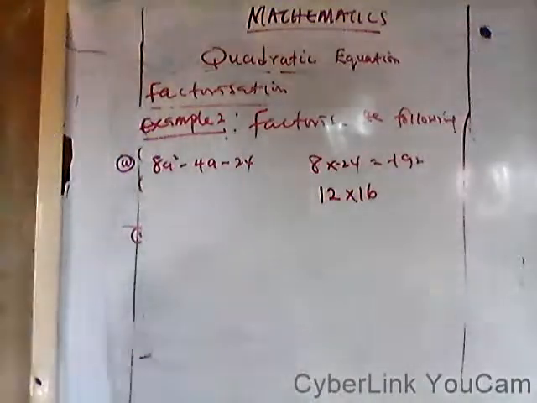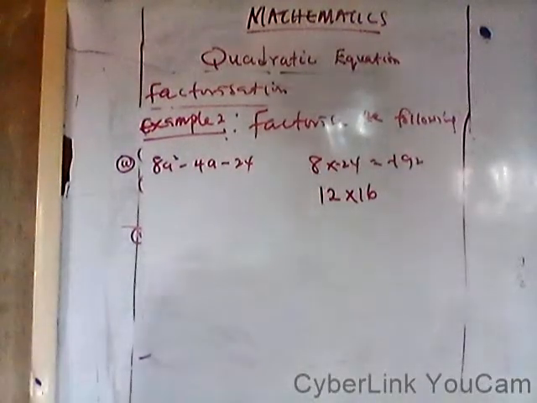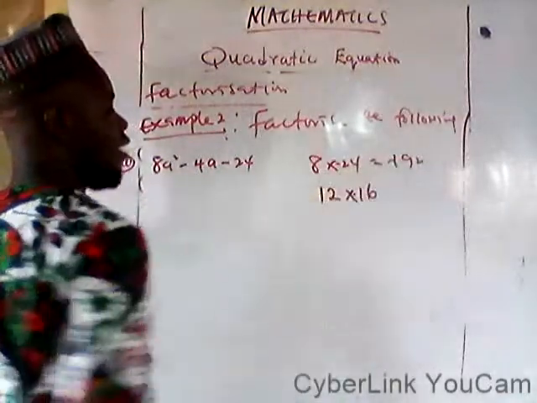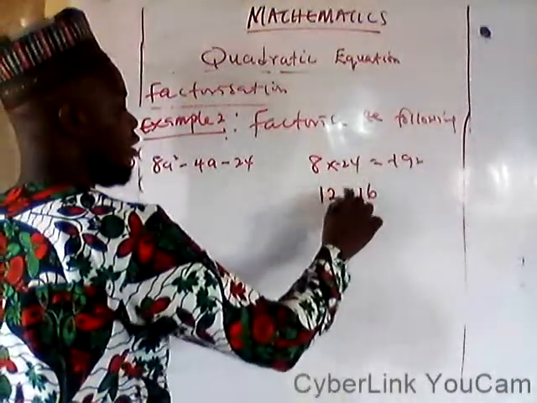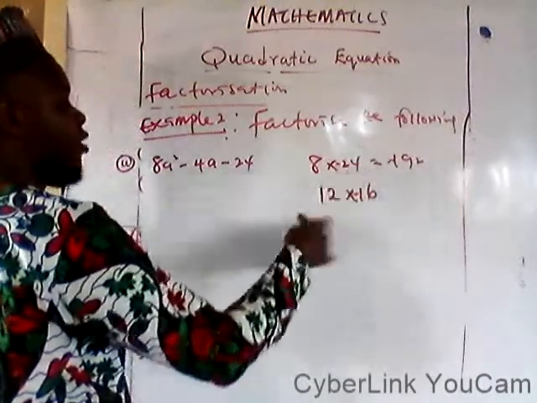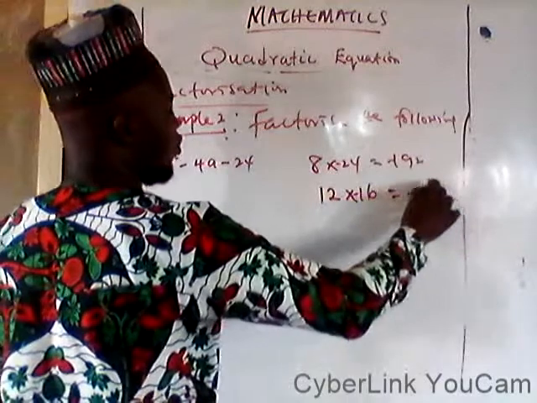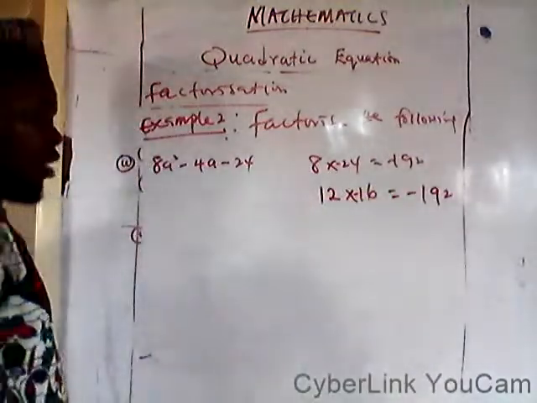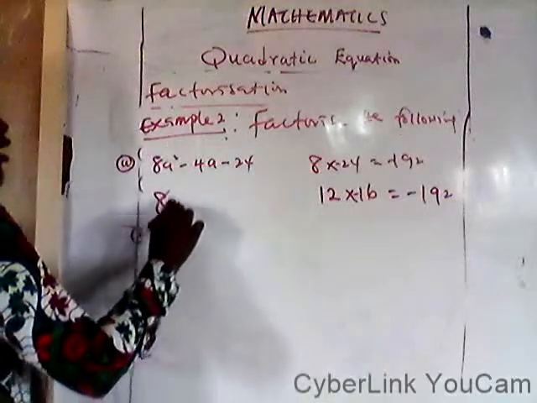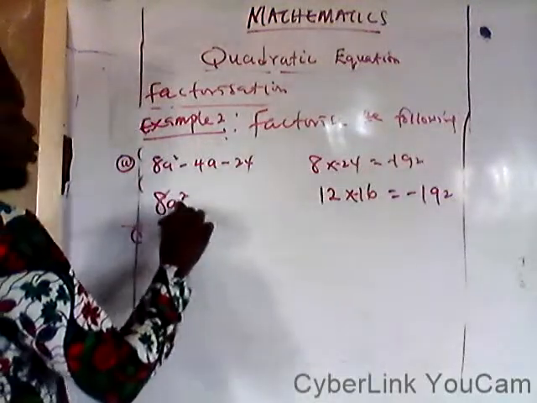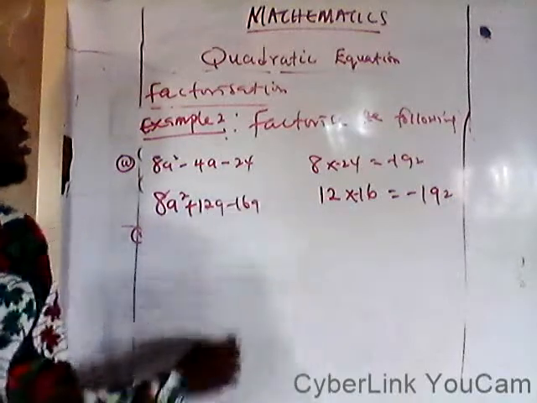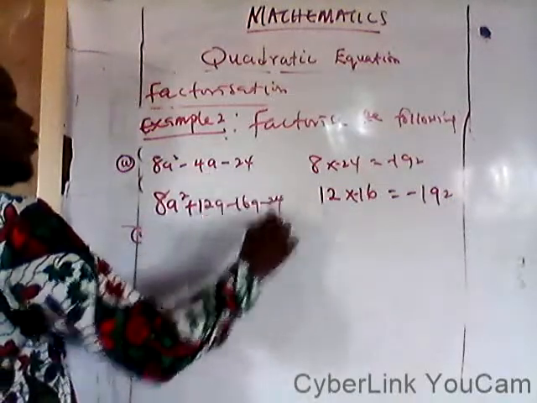That will give you your 192. You must have minus here. This one is also minus. You must put minus here. So when you say 12 multiplied by minus 16, you are going to get minus 192, right? So let's now write it in this form: 8a squared plus 12a minus 16a minus 24, right?